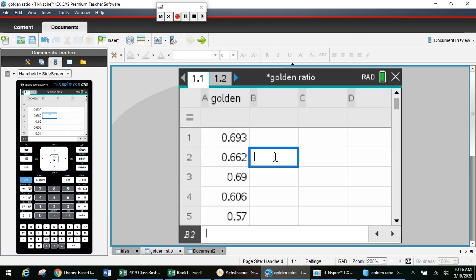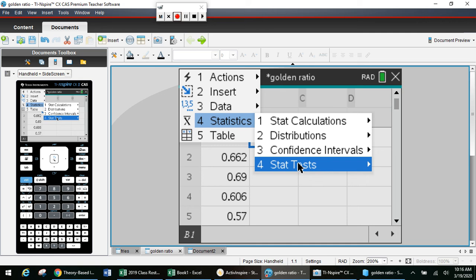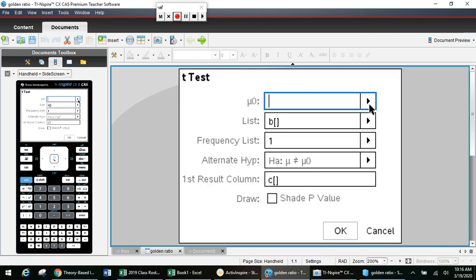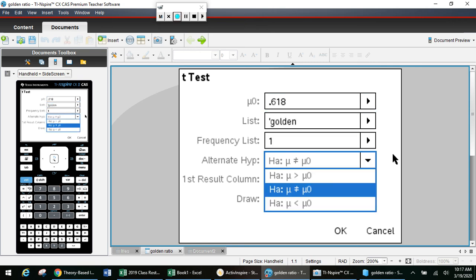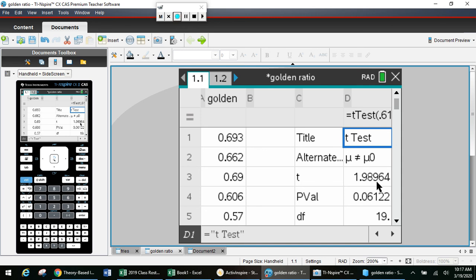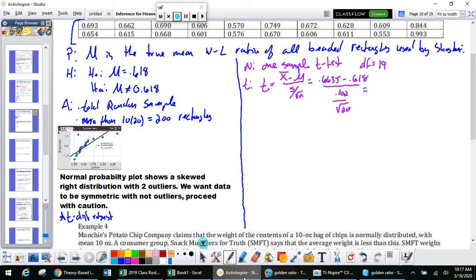So I'm going to come back here. First blank column, first blank row, menu, stat test, t-test. And again, I have the data, so I hit OK. 0.618 was my H0. My list is golden, and we just wanted not equal to. Okay, so there we go, and we hit OK. There's my t test statistic and my p-value. So 1.99.